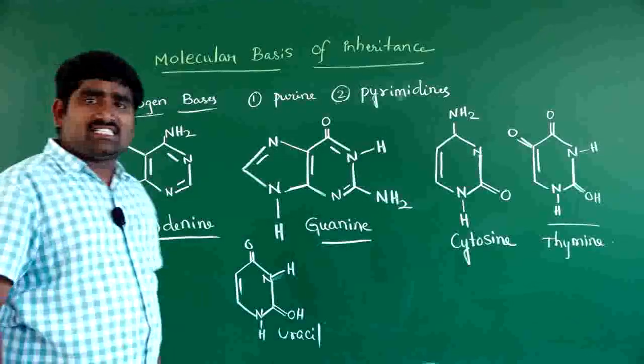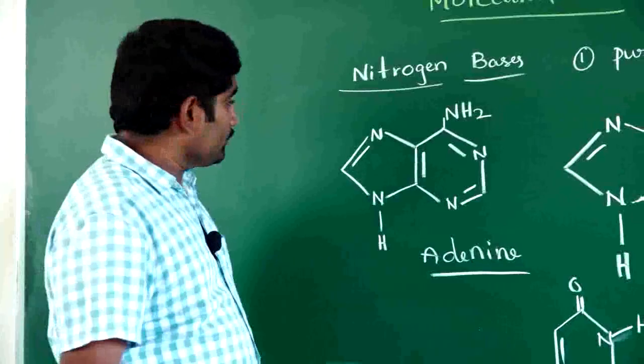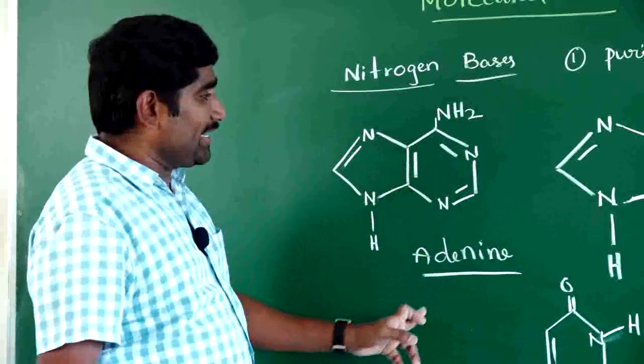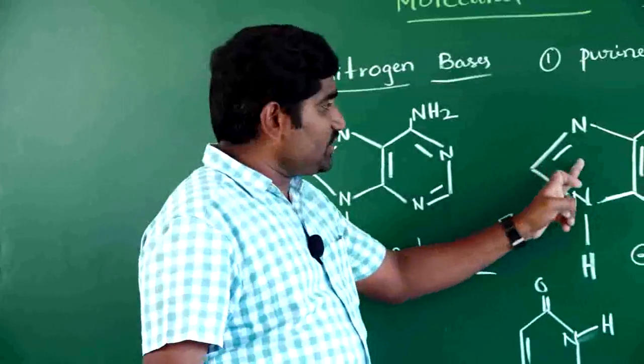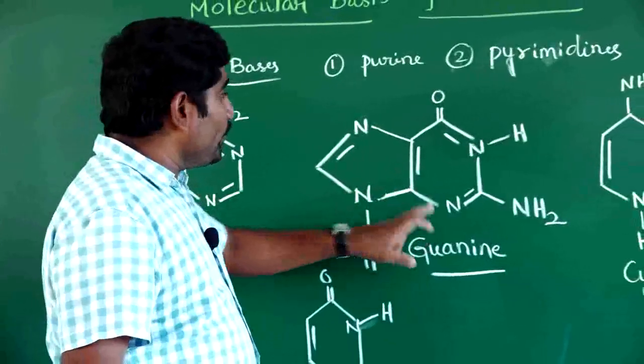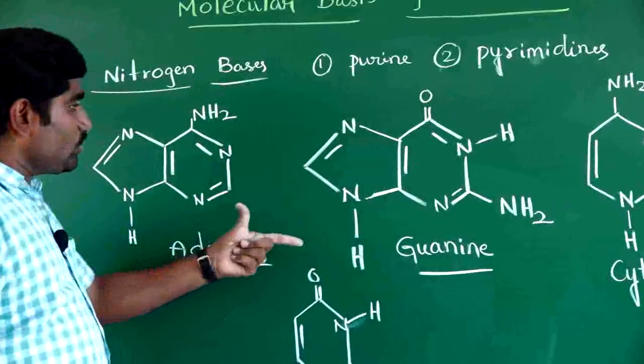The nitrogen bases are of two types, purines and pyrimidines. The first one is adenine. Adenine is made up of two heterocyclic rings. And the next one is guanine. This is the structure of guanine. Guanine is also made up of two heterocyclic rings, so these two are called purines. Adenine and guanine are purines.